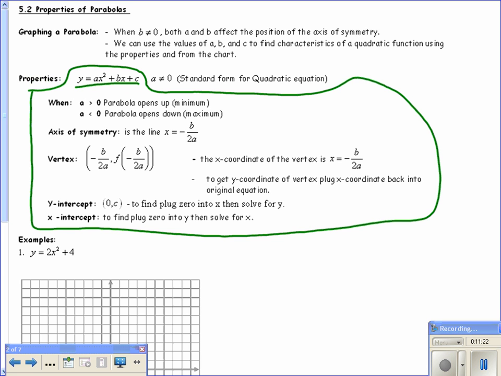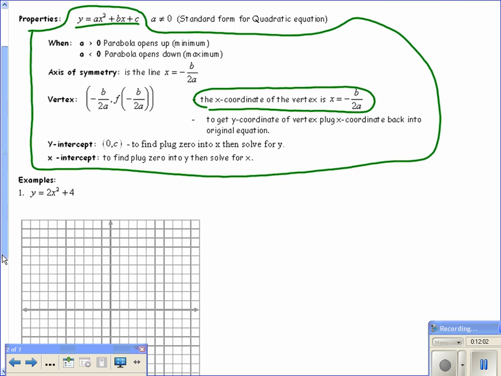Why is that? Because remember that this is the x-coordinate of the vertex. I guess I didn't realize it was written down here. So the x-coordinate of the vertex is -b over 2a, so we didn't really need to write that. And then to find the y-coordinate of your vertex, you plug this back into the equation at -b over 2a, and then you'll get your y-coordinate. The y-intercept is (0, c), your c value, which you should have seen from the chart. So to find it, you plug 0 into x and solve for y, and to find the x-intercept, which we haven't done yet, you're going to plug 0 into y and solve for x.